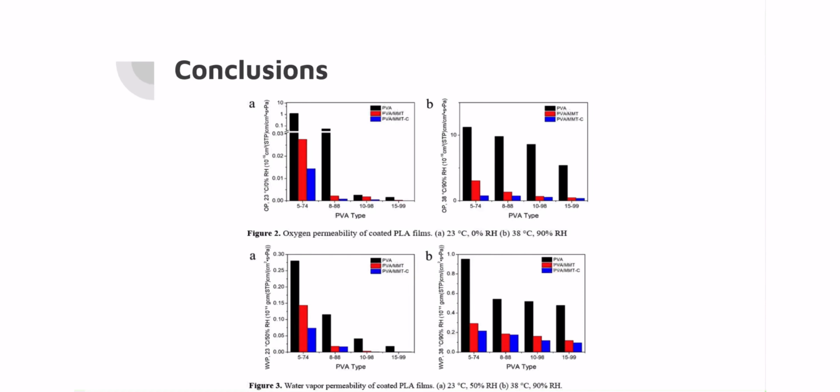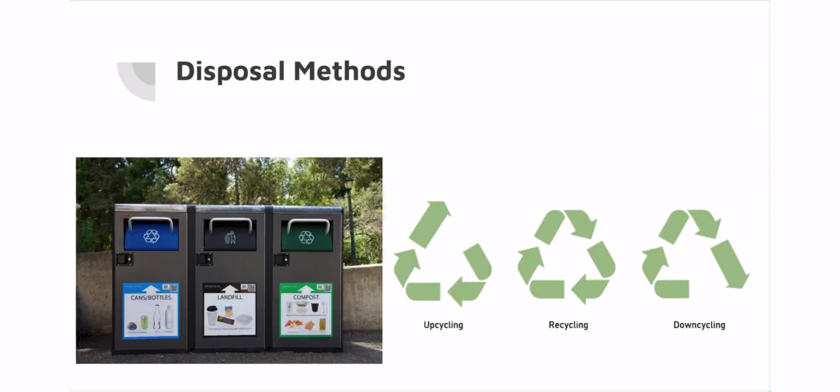The cross-linking process of the glutaraldehyde improves these barrier properties as well, and in general, higher degrees of hydrolysis binder materials are desired for strengthening the PVA coating against vapor transmission. Different disposal methods have different effects on the plastics.